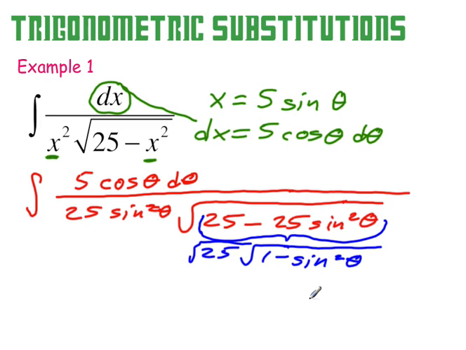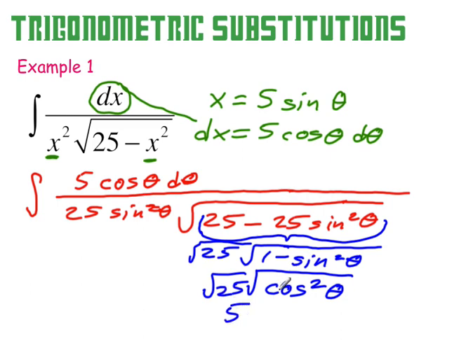Where have we heard 1 minus sine squared theta before? That's one form of our standard Pythagorean identity. 1 minus sine squared theta is cosine squared theta. So that square root becomes the square root of cosine squared theta. We also have that square root of 25. Look at these, perfect squares. The square root of 25 is 5. The square root of cosine squared is the absolute value of cosine of theta, but we're not going to deal with negatives here.